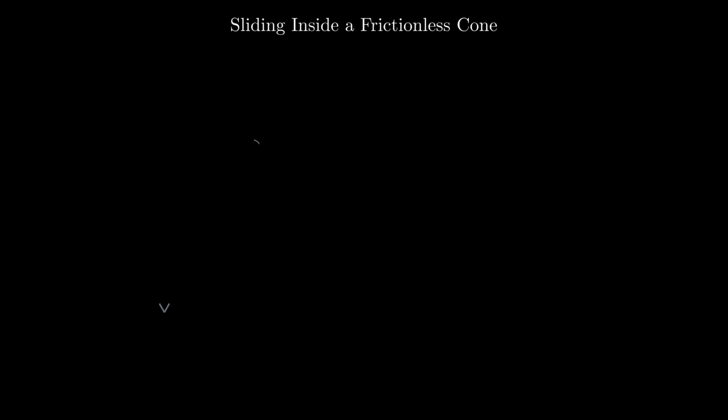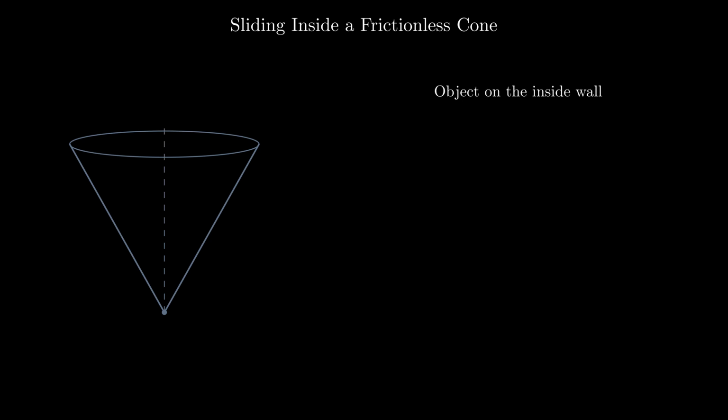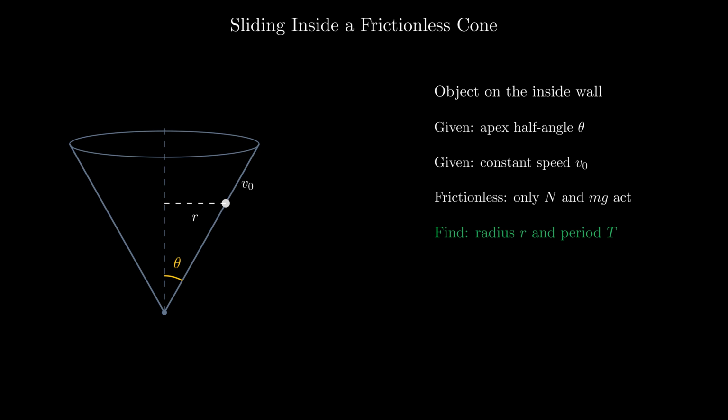Our first object slides without friction on the inside of a cone. The cone stands with its axis vertical and its point at the bottom. The apex half angle, the angle between the axis and the wall, is theta. The object circles at a constant speed, v0, at some radius r from the axis, and we want that radius and the time for one full orbit.